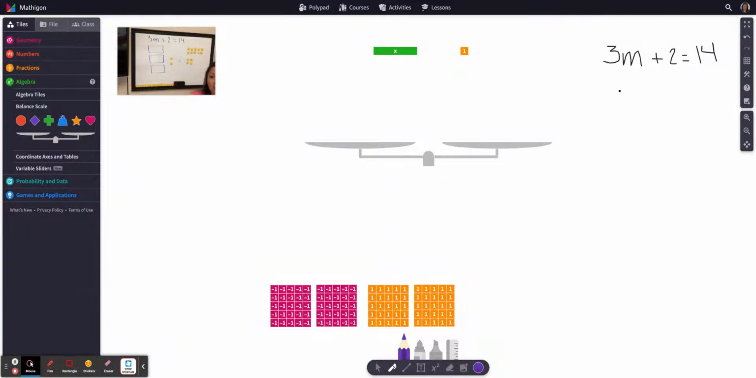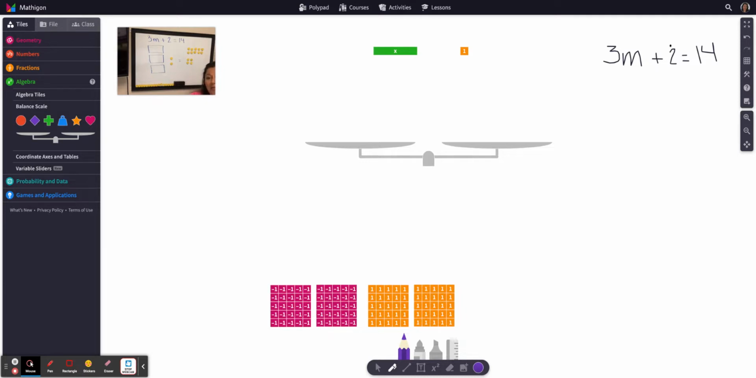So we have the equation 3m plus 2 equals 14. Usually when I'm working with students, I don't start with the abstract, but for the video, I will start with the abstract. So to solve, of course, we're going to use inverse operations.